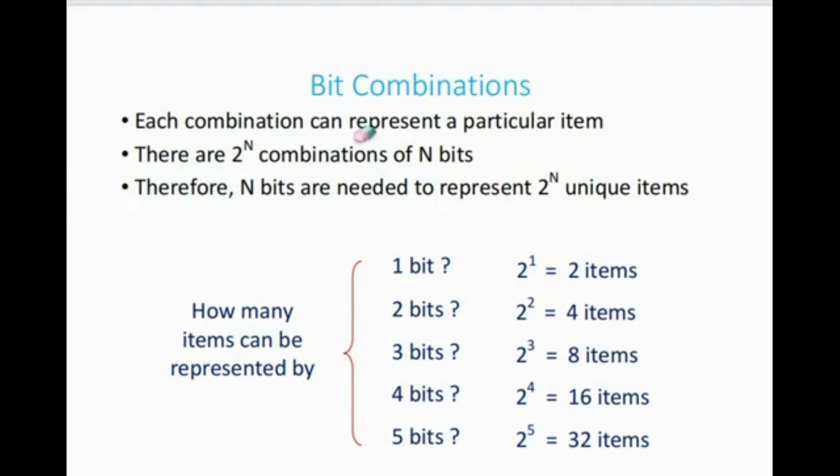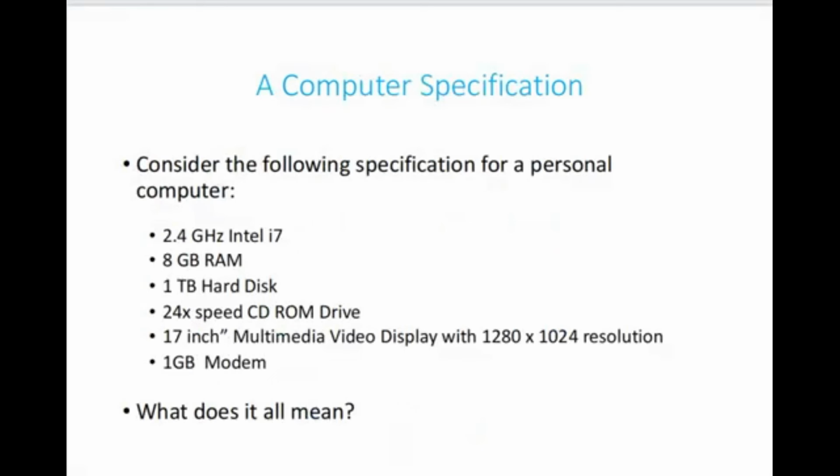Okay, so a computer specification. Usually some of you have already dealt with computers, we call this the specs. Specs stand for specifications of a computer. Some of the specs that you may see are 2.4 gigahertz, which is the speed of the processor, and then RAM, that is the main memory, and a 1 terabyte hard disk, which is secondary memory that allows long-term storage, where you keep videos and where your images are kept. Then a 24x speed CD-ROM drive, the size of a monitor, and a 1 GB modem.